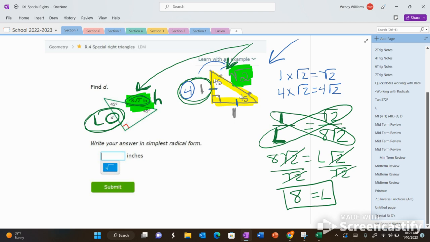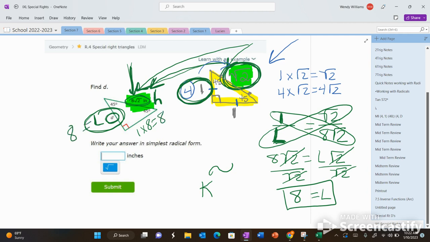Now, I also said that these are nothing but similar triangles, and similar triangles have a scale factor. Look at the square root of 2. What did we multiply the square root of 2 by to get 8 square roots of 2? We multiplied square root of 2 by what? Yeah, 8. And if the leg is represented by 1, then 1 times 8 tells me that these legs must be 8. You can do it both ways.